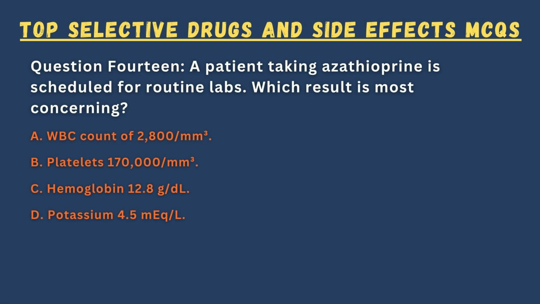Question 14. A patient taking azathioprine is scheduled for routine labs. Which result is most concerning? A. A WBC count of 2,800/mm³. B. Platelets 170,000/mm³. C. Hemoglobin 12.8 g/dL. D. Potassium 4.5 mEq/L. Answer: A. WBC count of 2,800/mm³.